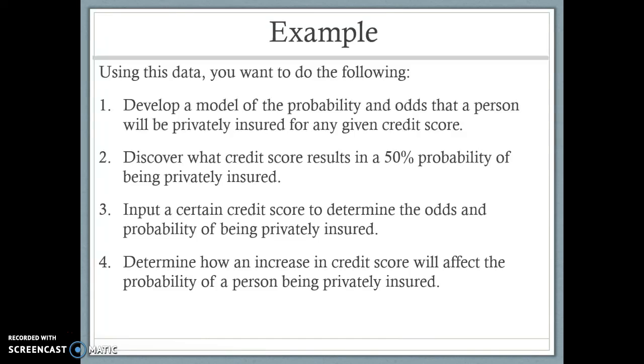If I want to input a certain credit score and determine the odds or probability that they'd be privately insured, I can do that. Determine how an increase in credit score will affect the probability of a person being privately insured. So what happens if you increase your credit score by 100? What does that do to the probability that you are privately insured?